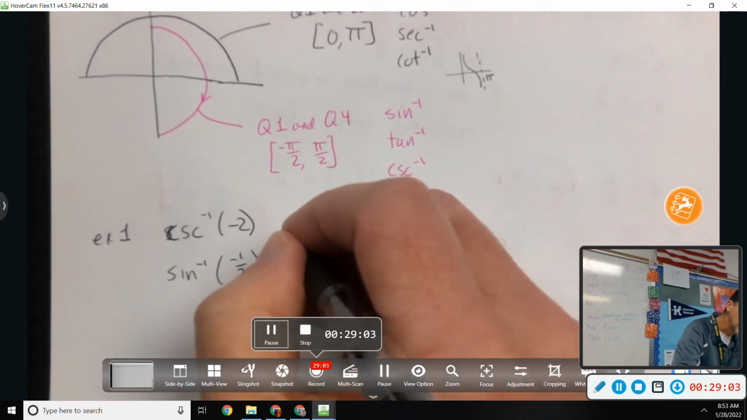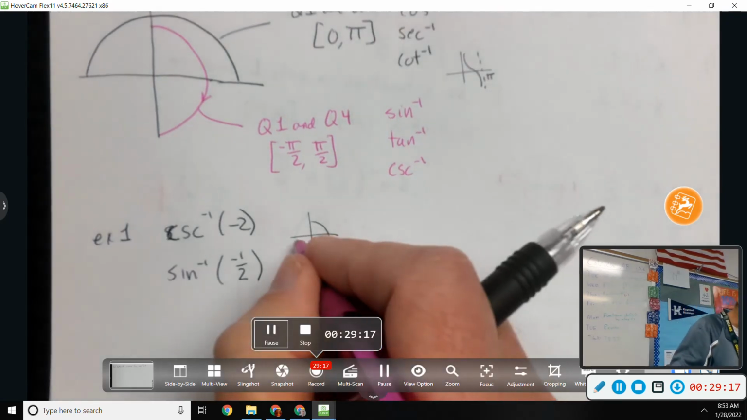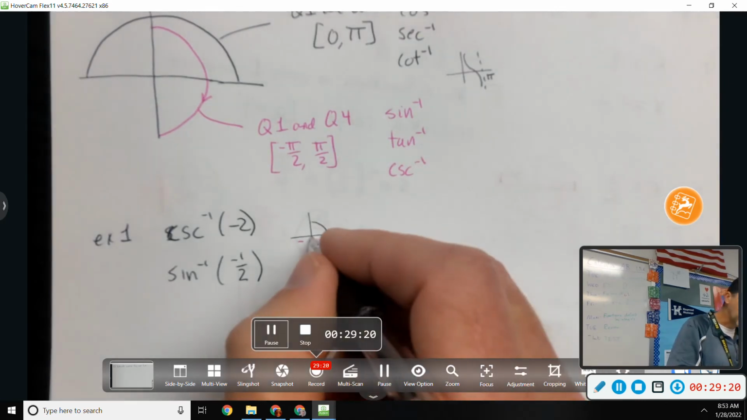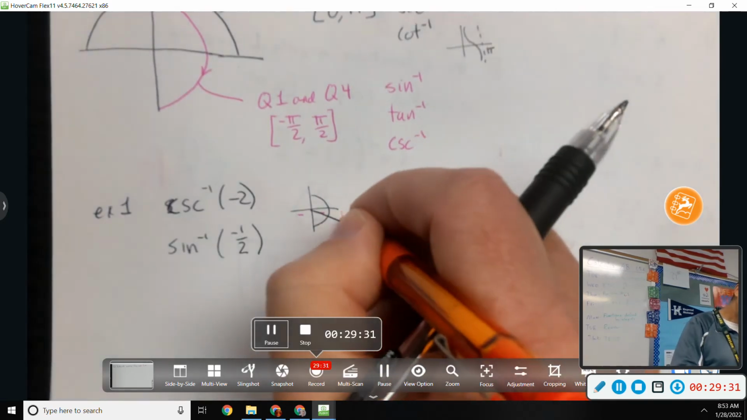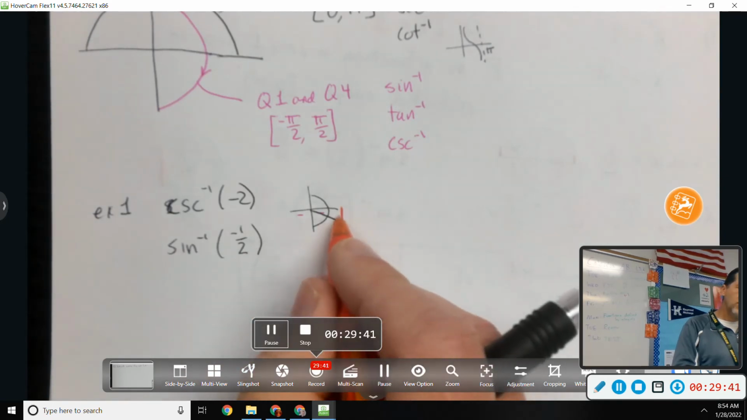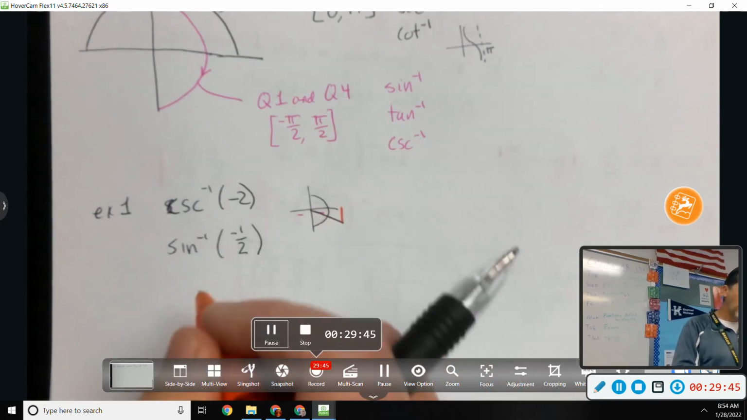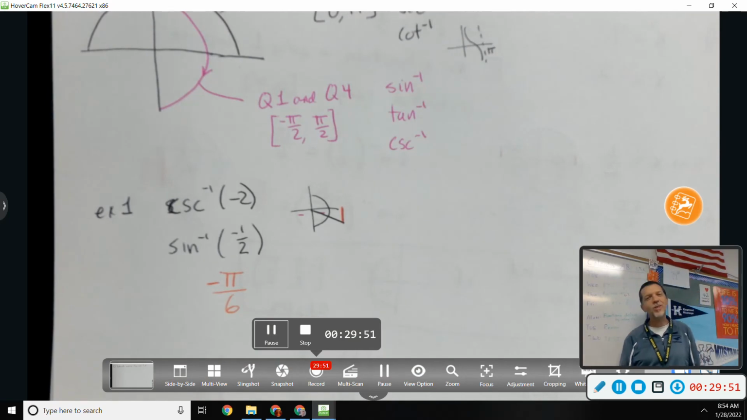Let's see. So it's got to come from first or fourth. What quadrant has a negative sine? It's the fourth. Well, third and fourth, but I can't go into the third. So I know I'm in the fourth quadrant. So what angle is that? It's the short side, so it's shallow. But it can't be 11 pi over 6 because that's going the long way around. You've got to use negative pi over 6.